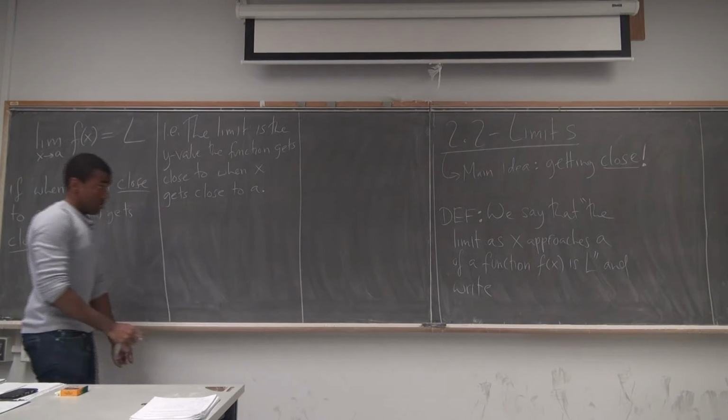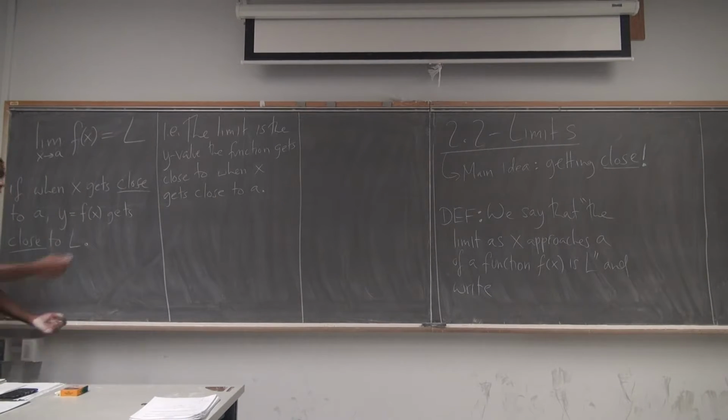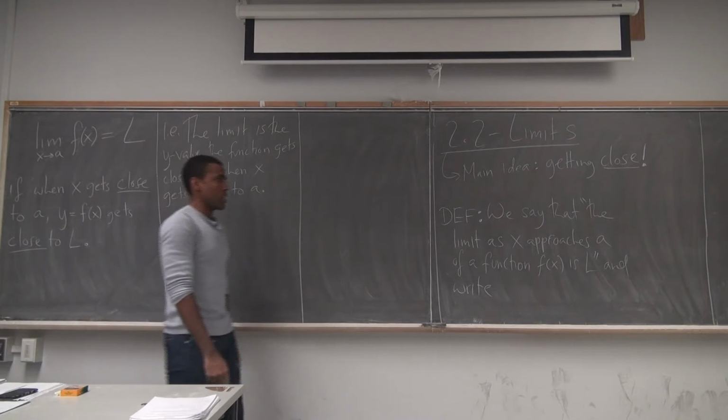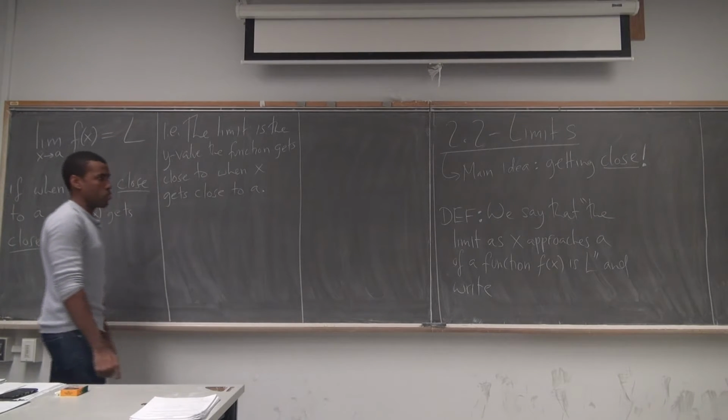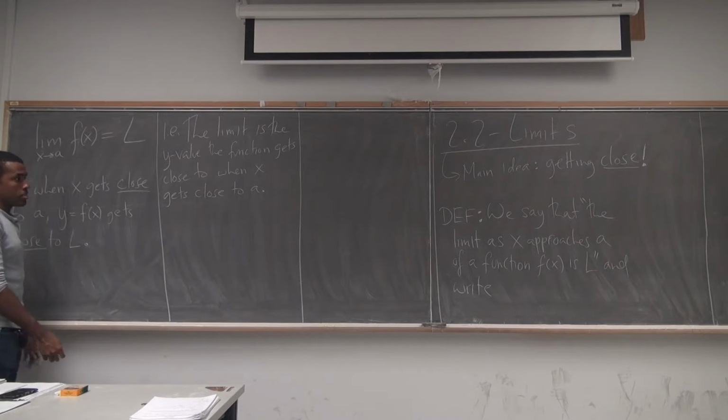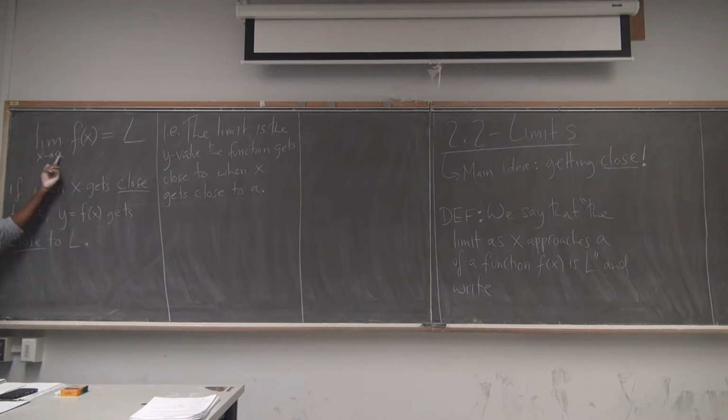And in this section, section 2.3, we're going to find out why we even do that, what the use of doing that is going to be. But that's basically what a limit is, right? So we write this symbol down, and it means that as my x gets close to A, my y value will get close to L.